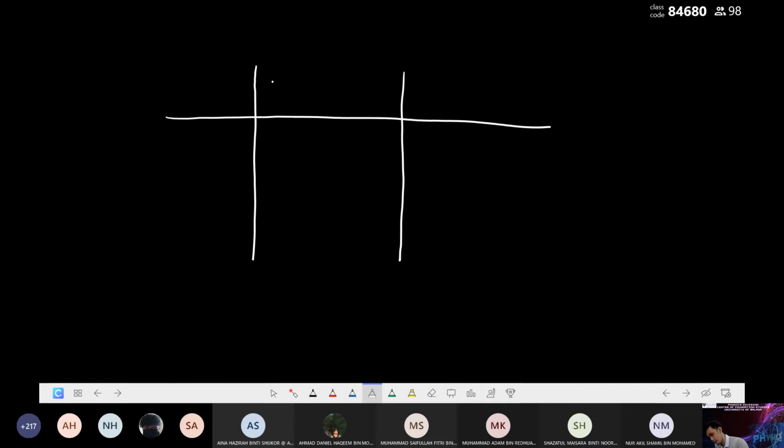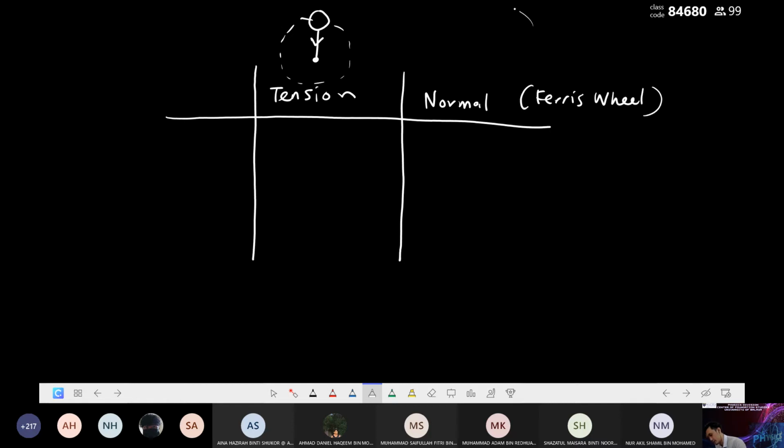So we have two cases now. Let me draw the table so that you can see. The first one is tension, where we have a ball attached to a string and it moves in a circular motion, and we call it tension. Tension is directed towards the center. But the second one, if we use normal force, for example a Ferris wheel, where they move in a circle like this, they sit in the chair, so normal is upwards and weight is downwards.